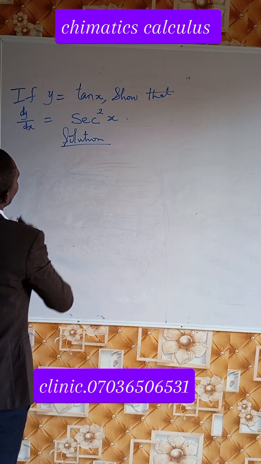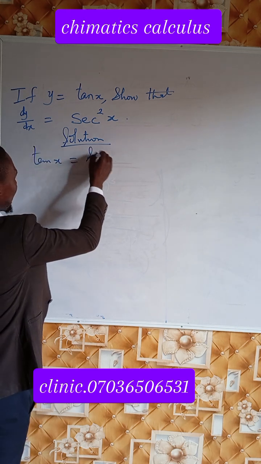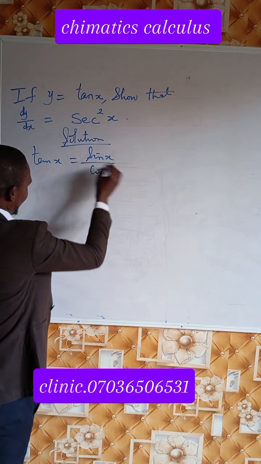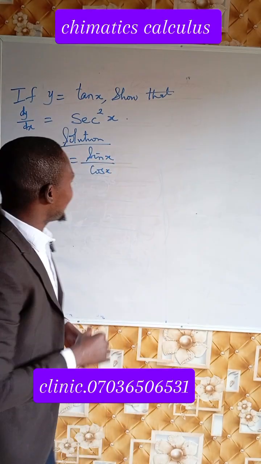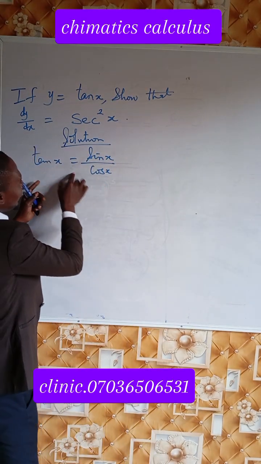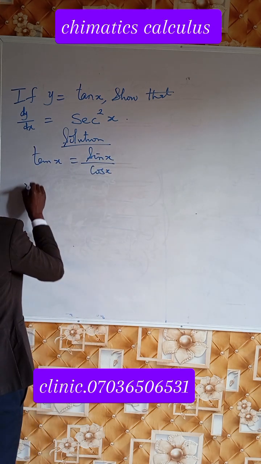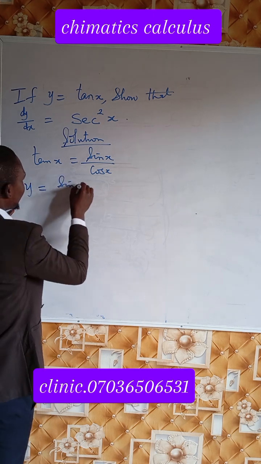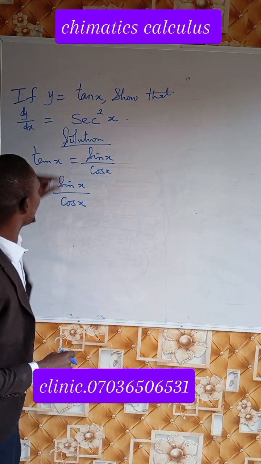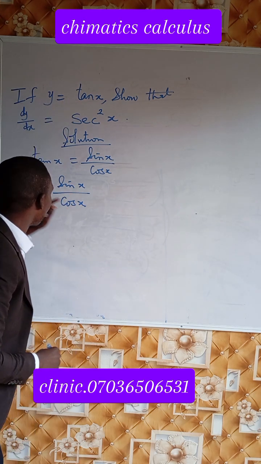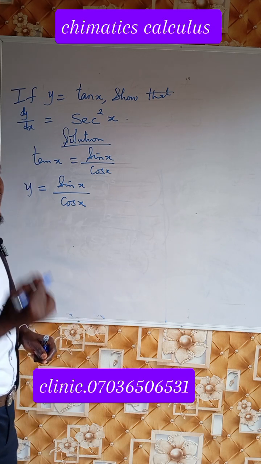Note that tan x is the same as sin x divided by cos x. According to one of the trigonometric identities, tan x is the same as sin x over cos x. That is, y is sin x divided by cos x. We've transformed tan x to sin x divided by cos x, since they are the same according to one of the trig identities.